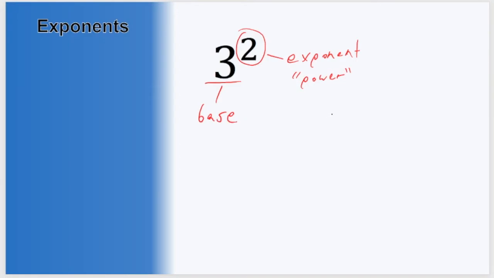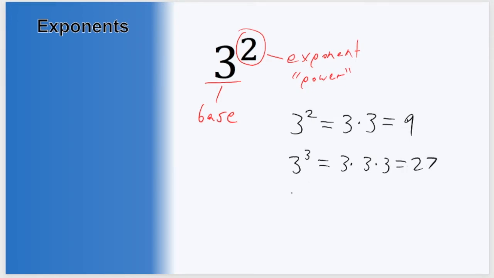As you might be aware, exponents tell us to multiply the base by itself equal to the number of times as the exponent. So 3 to the second power, or 3 squared, tells us to take 3 multiplied by itself twice. 3 times 3 will give us 9. Then 3 cubed, or 3 to the third power, is 3 times 3 times 3, which will be 27. Then 3 to the fourth power will be 3 times 3 times 3 times 3, which will end up giving us 81, and so on.